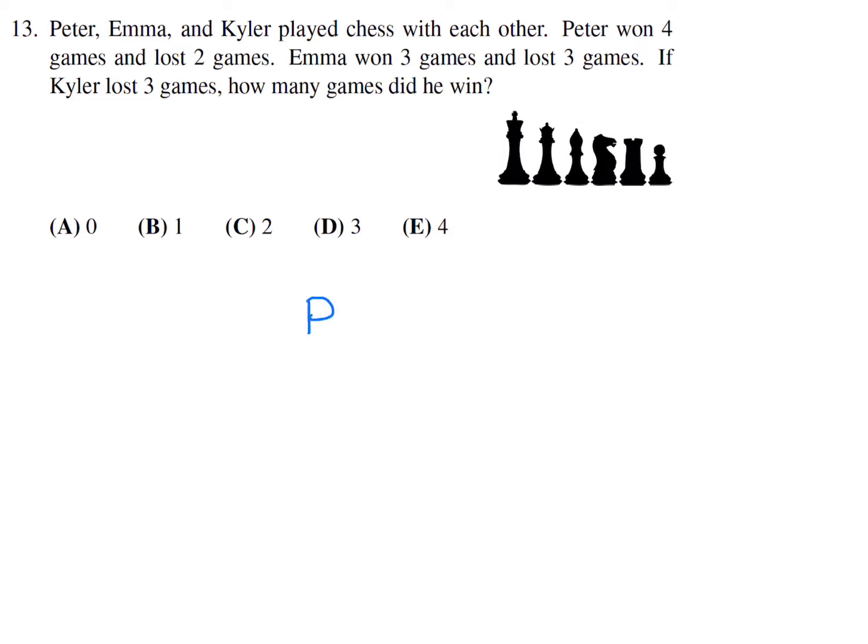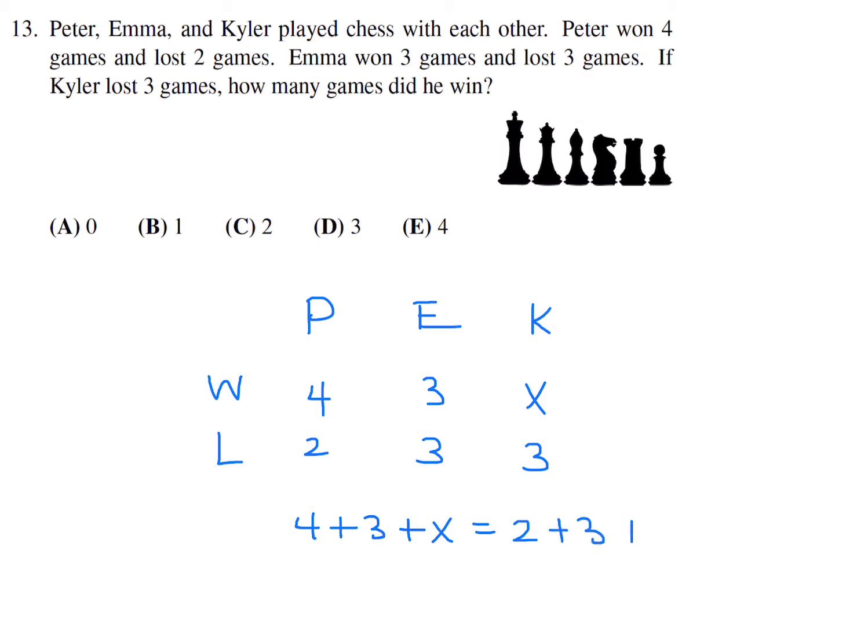Well, Peter, Emma, and Kyler. So we have wins and losses. Peter's 4 and 2. This is 3 and 3. And we don't know how many wins Kyler has, but the losses are 3, and the wins are X. Well, the number of wins has to equal the number of losses, right? So 4 plus 3 plus X has to be equivalent to 2 plus 3 plus 3. So 7 plus X has to be equivalent to 8, and therefore X is 1. So Kyler won once. So number 13, the answer is B.